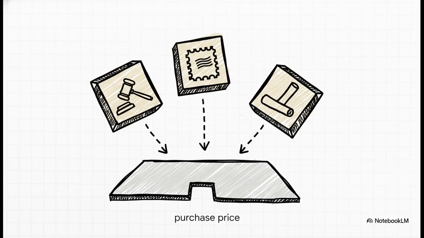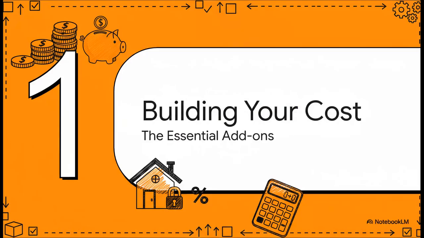That price tag, think of it as just the foundation of a house. It's the starting point. To get the real cost, we actually have to build the rest of the structure on top of it, piece by piece. So let's do that together. All right, first up in our construction project, the essential add-ons. These are the costs that you absolutely have to include. They're non-negotiable if you want to get an accurate starting value for your asset.